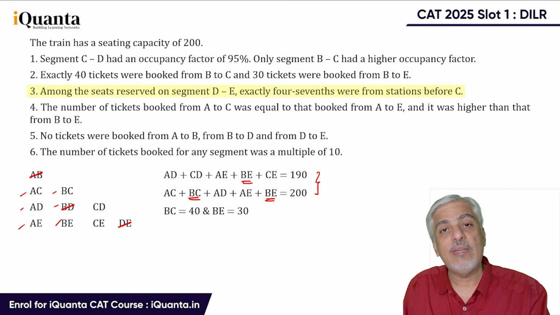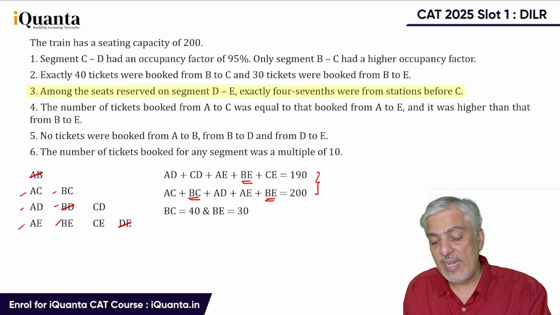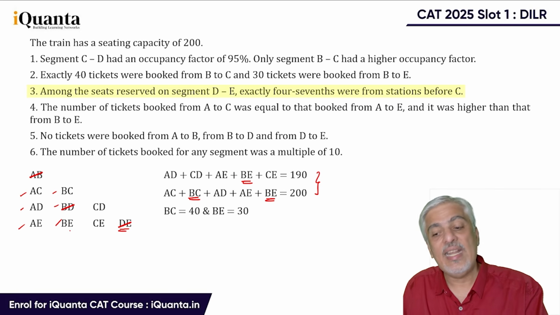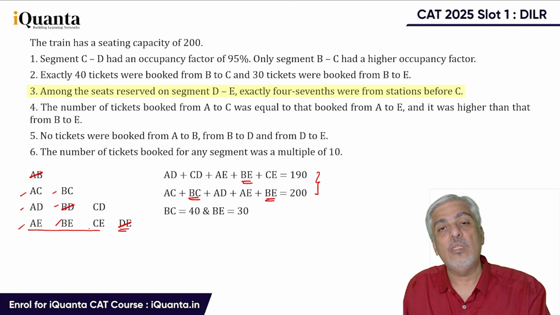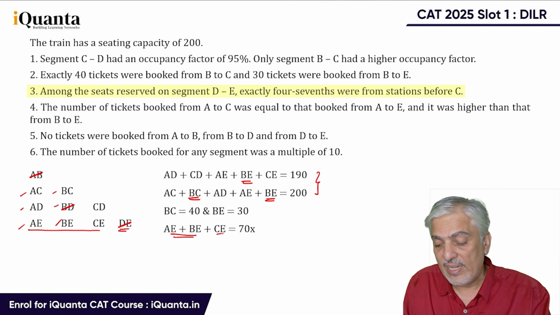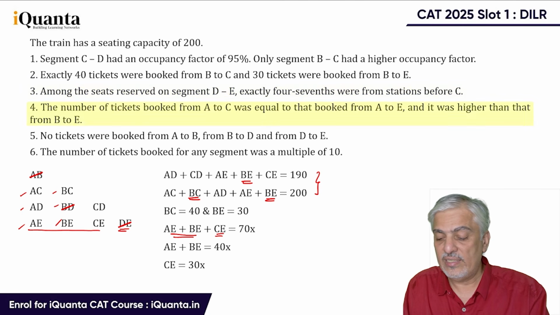Among the seats reserved on segment DE, exactly 4/7 were from before C. Now what is DE? Let's understand DE. Anything which ends at E starting from anywhere will include DE. So AE plus BE plus CE plus DE, but DE is 0 out of that. So actually the last 3, AE, BE and CE, our total is a multiple of 7. So let's take it as 70x. AE plus BE plus CE is 70x. Exactly 4/7 were from before C. That means these two are 4/7 and this is 3/7. That means AE plus BE is 40x and CE is 30x. Till there, let's continue further.